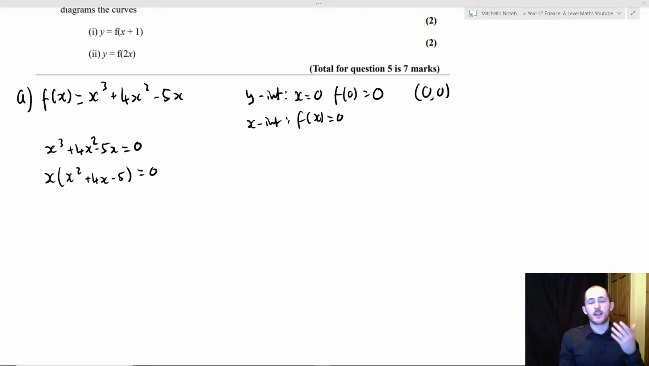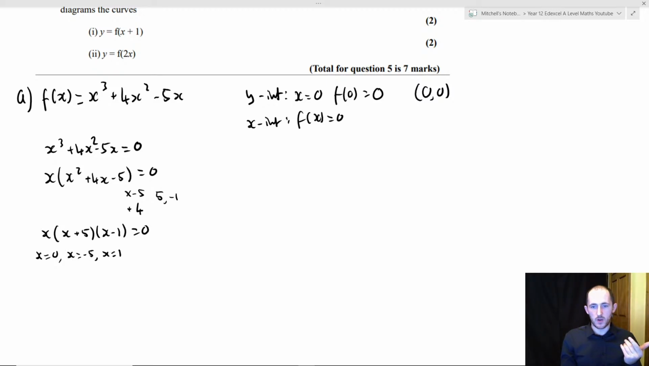And now we need to factorize what's inside the bracket. So we're looking for something that times to minus 5 and adds to plus 4. So you're looking for 5 and minus 1. So we have x plus 5, doesn't really matter the order, x minus 1 equals 0. So now my values for the x-intercepts are either x equals 0, x equals minus 5, x equals 1. You just flip the sign of what's inside the bracket. So all of the points we have now are 0, 0 again, so we don't need to put both of them if we don't want to. We also have minus 5, 0, and we have 1, 0.